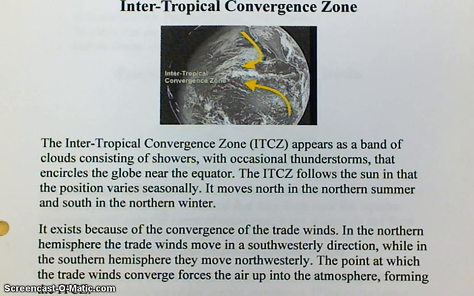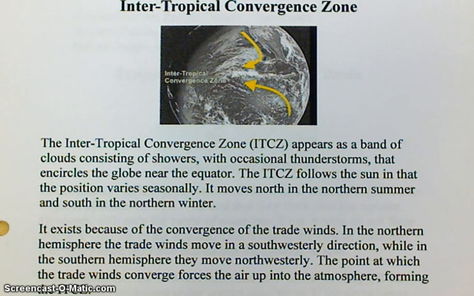Okay, next we need to talk about the Intertropical Convergence Zone, which is usually abbreviated ITCZ, because saying the whole thing is kind of a mouthful. The ITCZ appears as a band of clouds consisting of showers with occasional thunderstorms that encircles the globe near the equator. The ITCZ follows the sun in that its position varies seasonally. It's going to move north in the northern summer, and it's going to move south in the southern summer, or that's our northern winter. But it is always close to the equator.